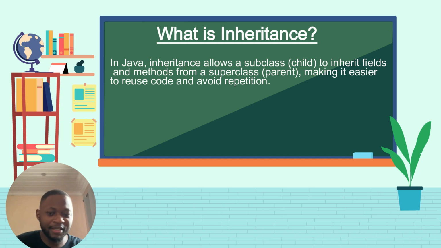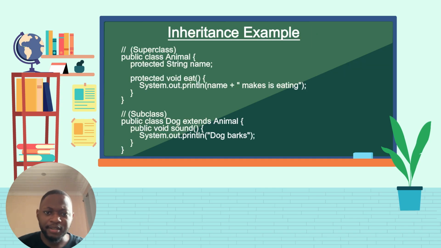an inheritance example. Okay, so this is our inheritance example of our superclass, which is the animal. As we see there, we have our protected variable, which is the name. So we expect all animals to have a name, and we also have a protected method, which is eat. We expect all animals to be able to eat at least.